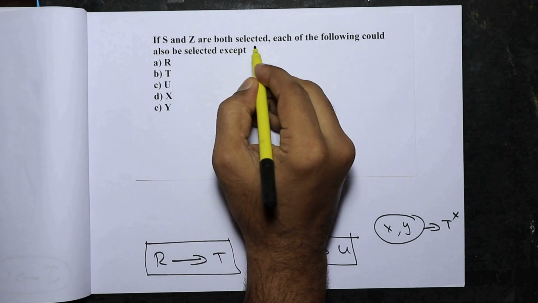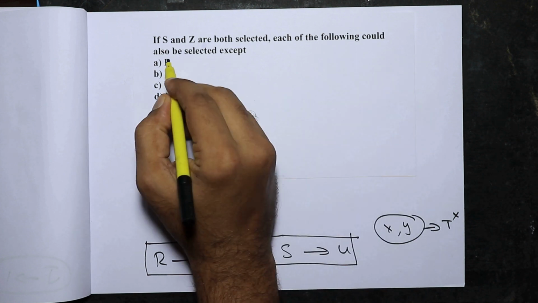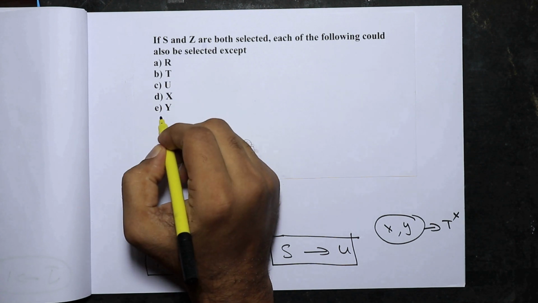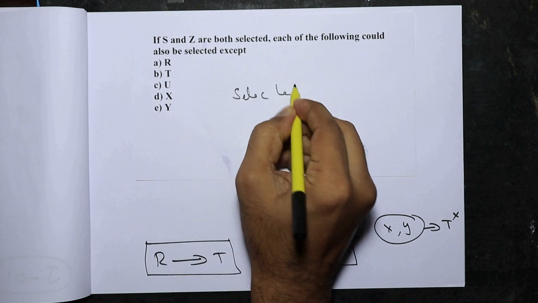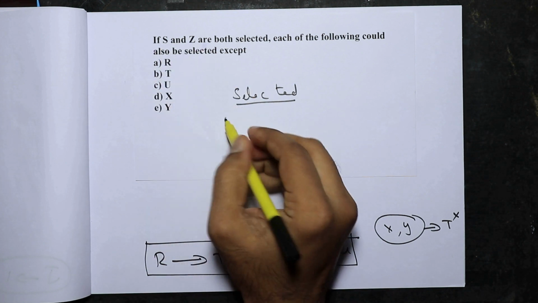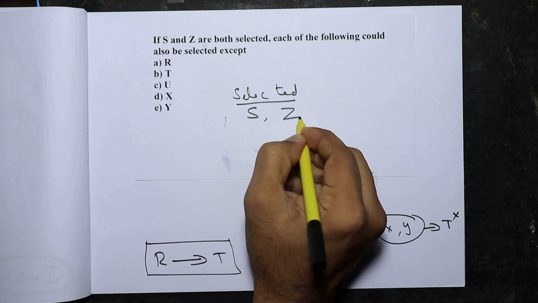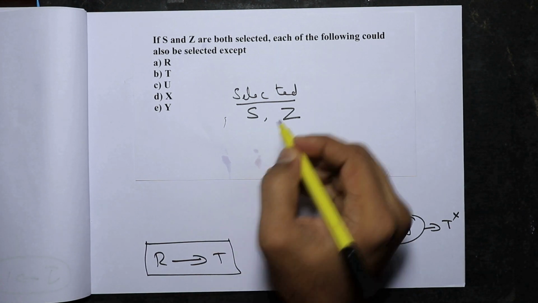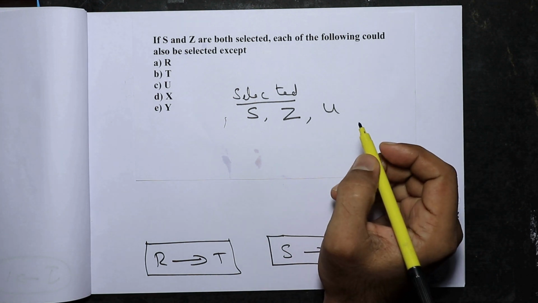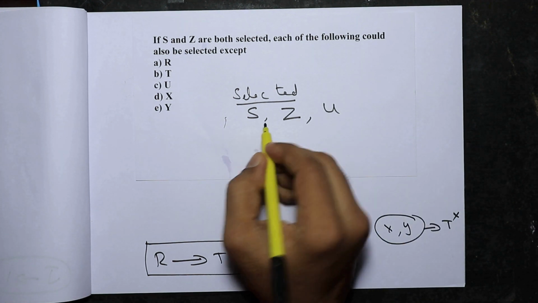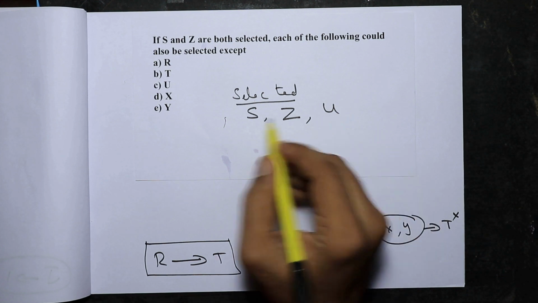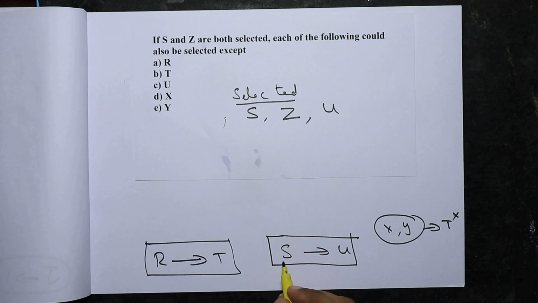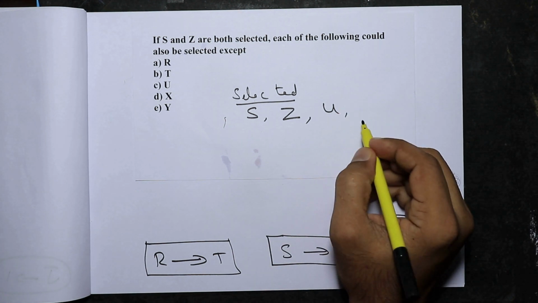If S and Z are both selected, each of the following could also be selected except. So we have to identify the one who cannot be selected. So in the list of selected people, you have both S and Z. Now if S is selected, then U should also be selected. So in this list, you must have U also. Now out of the 7 people, exactly 4 of them are to be selected. Now these 3 already have been selected. U has been selected because S has already been selected. Now only one more person can be selected.